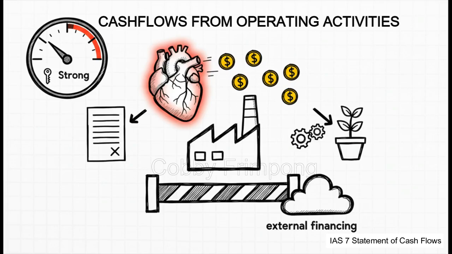First is cash flow from operating activities. This is the heart of the business and is probably the most important indicator of a company's health. It is an indicator of the extent to which the revenue-producing activities of the entity have generated sufficient cash flows to maintain operations without the need for external sources of finance. Operating activities generally result from the transactions and other events that enter into the determination of profit or loss.